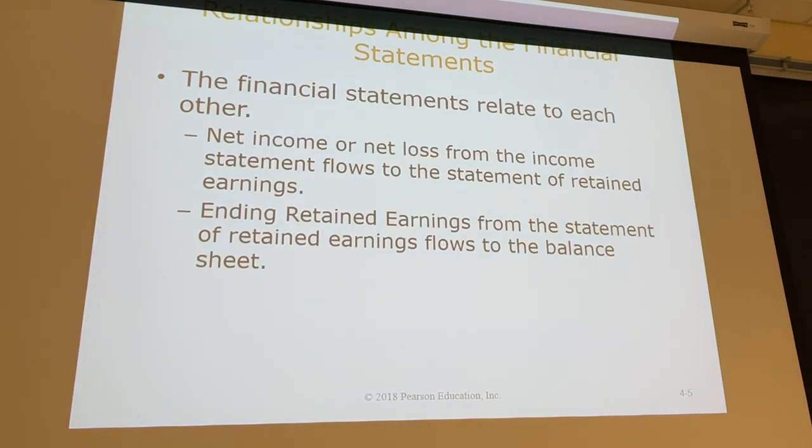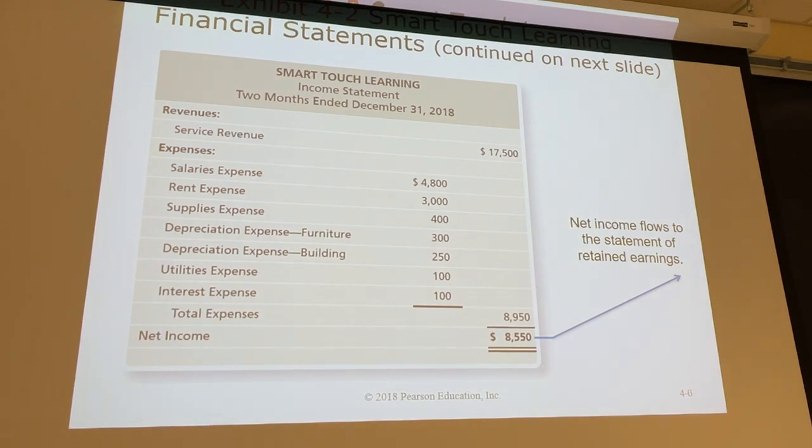Now, we've already talked about the financial statements a couple of weeks ago, so some of this is just going to be review for you, but you will be preparing financial statements again in the homework for Chapter 4. We said earlier that the financial statements have to be prepared in a certain order because the information flows from one financial statement to the next. So the financial statement that we always prepare first is the income statement.